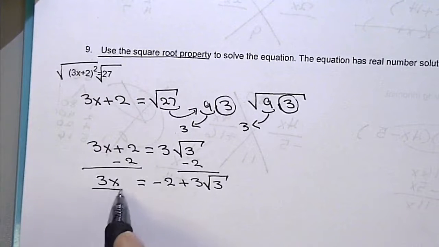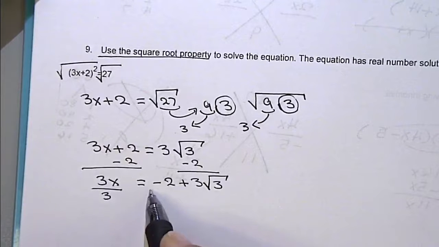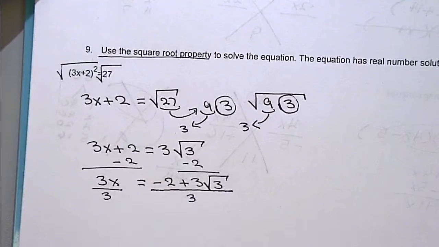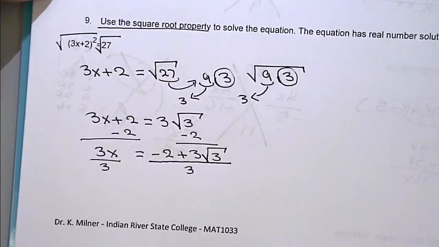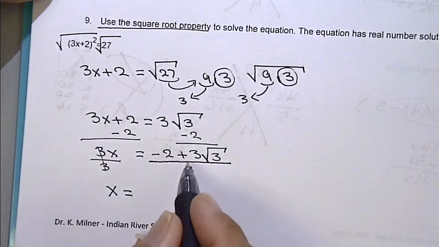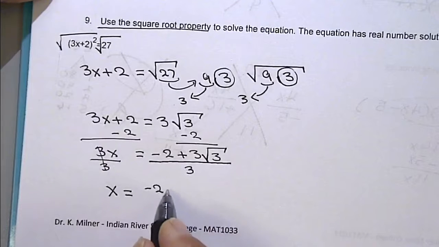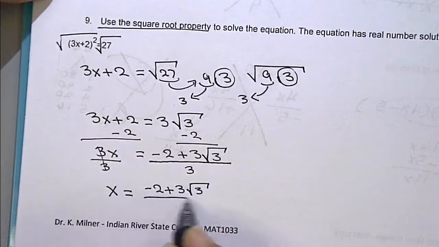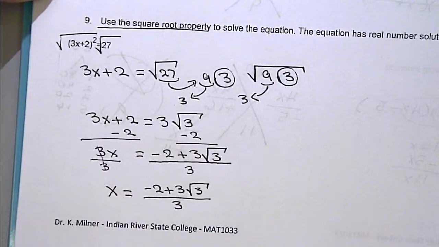Divide by 3. So when I divide that by 3, look, I have to divide this entire side by 3. Okay, let's rewrite it because it's a mess, isn't it? Let's say over here the 3's cancel. I have x. What does this side look like? Well, it's a negative 2 plus 3 times the square root of 3 over 3. Can I simplify that? Will that 3 reduce with the numerator?